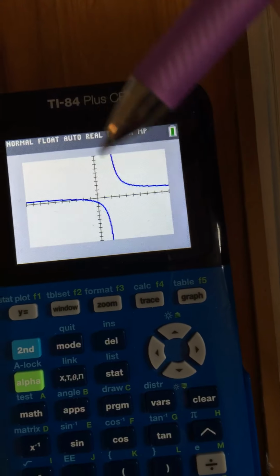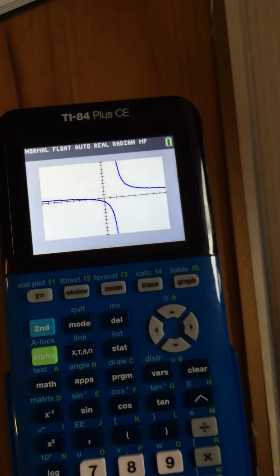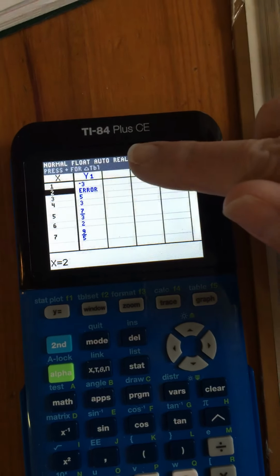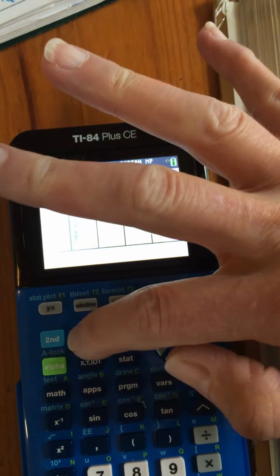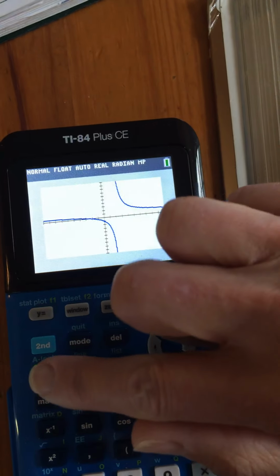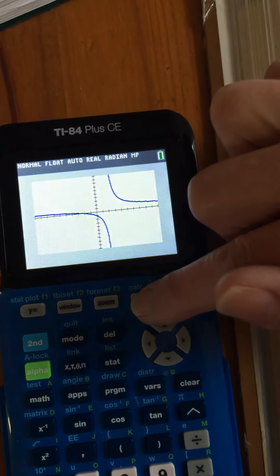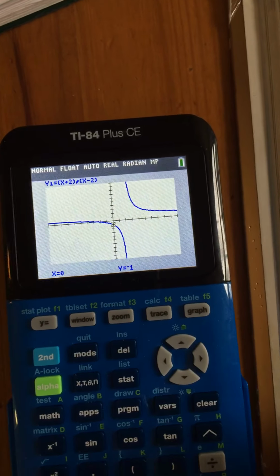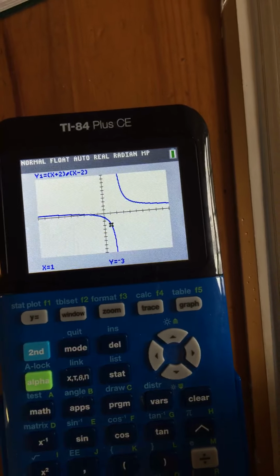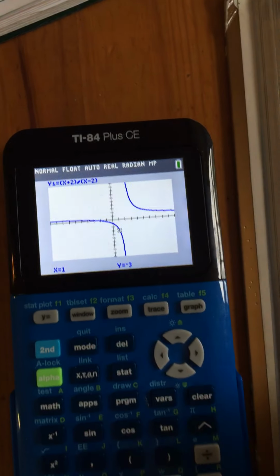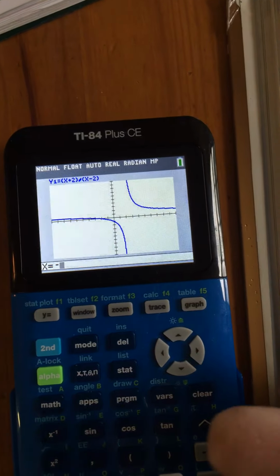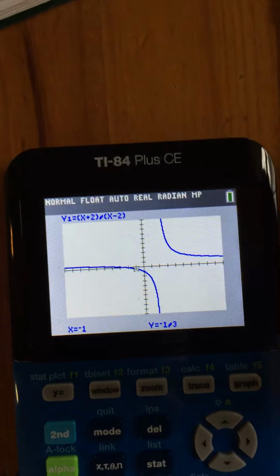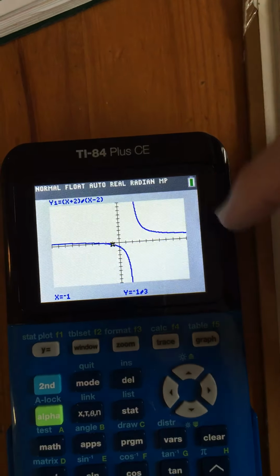Okay, the next thing is you have to have an if-then chart. You can get your if-then chart by doing second graph, and you can put that down, or you can get your if-then chart by doing trace, and that gives you points. So if x is 0, y is -1. If x is 1, it tells me that y is -3. If x is -1, y is -1/3. And you only need a few points on each side.